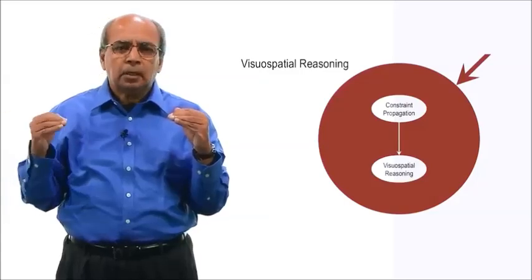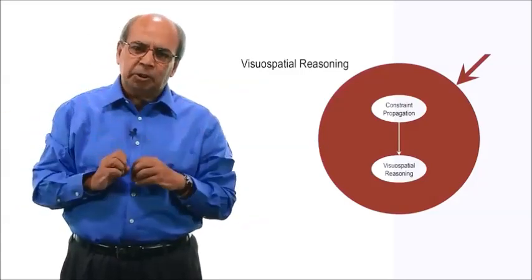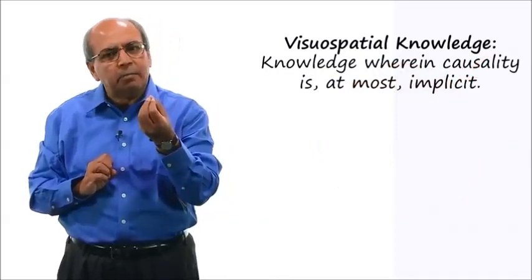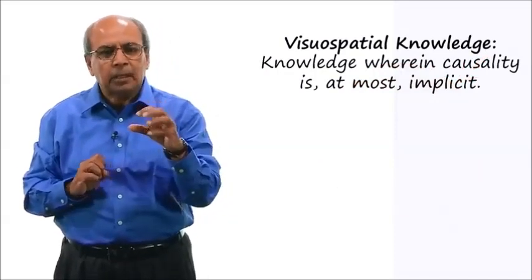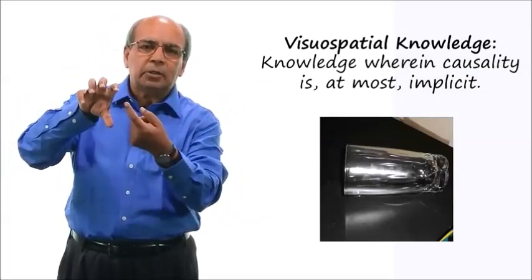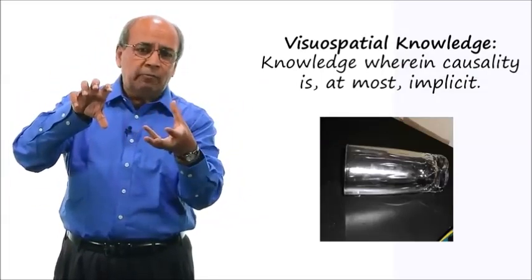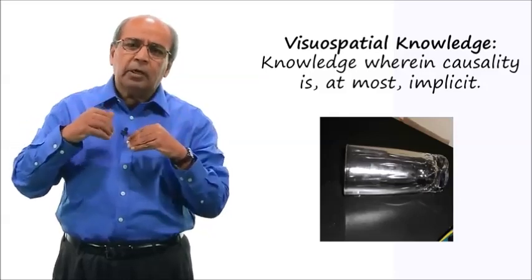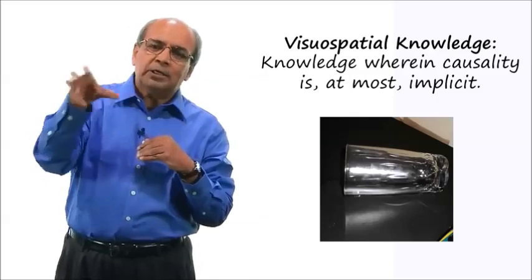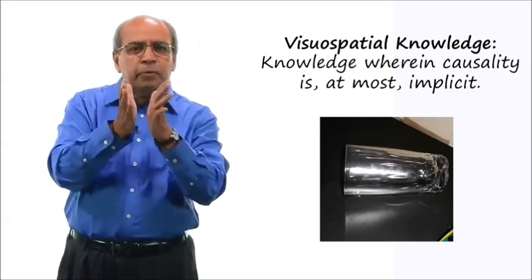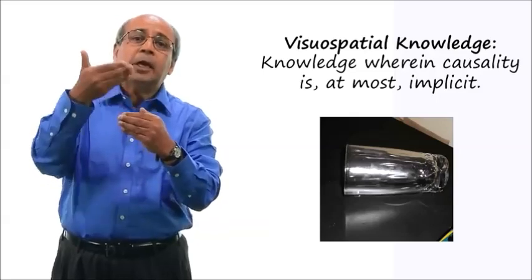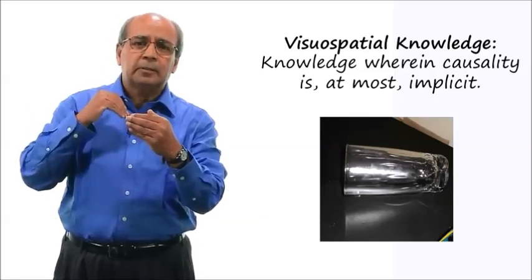One way of defining visual-spatial knowledge is to say that in visual-spatial knowledge, causality is at most implicit. Imagine a picture in which there is a cup with a pool of water around it. You don't know where the pool of water came from, but you and I can quickly infer that the cup must have contained the water, and the water must have spilled out as the cup fell. So in visual-spatial knowledge, causality is implicit, but it enables inferences about causality.